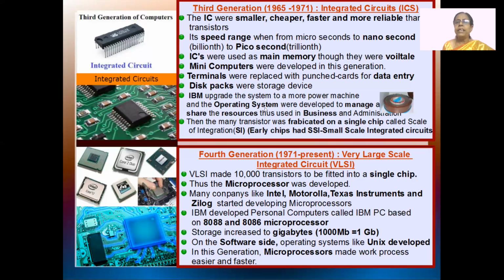of operating systems. You know what an operating system is? Without the operating system, I can't operate the computer. It gives instructions to the computer for working. That's software. The software has the operating system. They were developed to manage and share the resources. What were they used for? The computers were used for business systems, for administration.